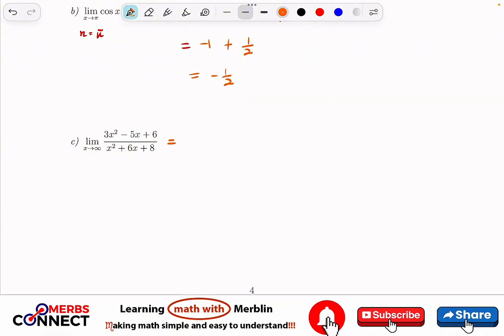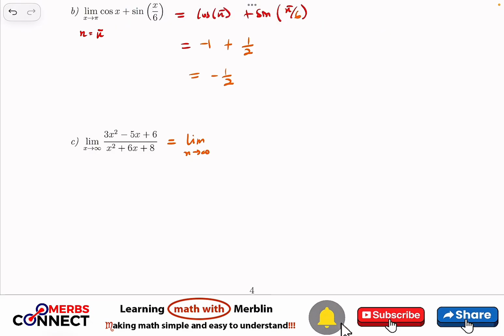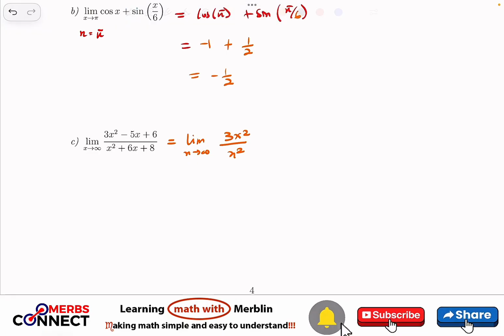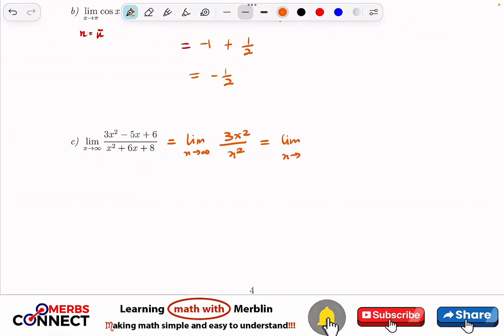So now let's look at this. We can write this one as x approaching infinity. Since x is approaching infinity, we need to pick the term with the highest degree, right? And ignore the rest of the terms. So I'm going to pick 3x squared divided by x squared, and I'm going to ignore the other terms, right? Because of infinity, this is going to dominate. So this is the same as the limit as x approaches infinity of 3 divided by 1, which is the same as the limit as x approaches infinity of 3. And since 3 does not depend on x, this is going to give us 3.